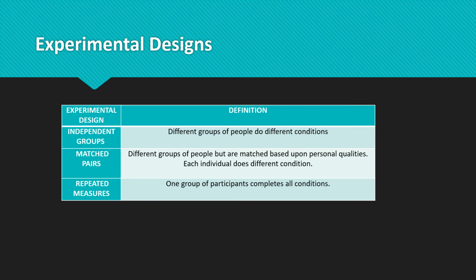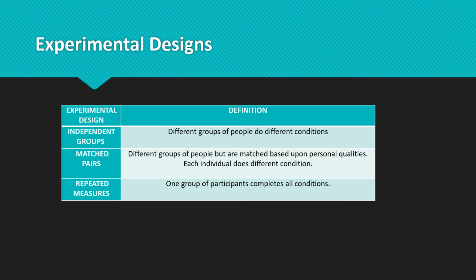Matched pairs, you'd still have different groups of people that complete the different conditions, but they are matched based upon their personal qualities. So it might be things like age, gender, IQ that these individuals are matched on. And then 1 person from the pair does each condition. And then repeated measures, 1 group of participants, they complete all the conditions. So they might complete 2 conditions, they might complete 3 different conditions, but it's the same group of people that do them. So hopefully you should have a good overview of your definitions now.